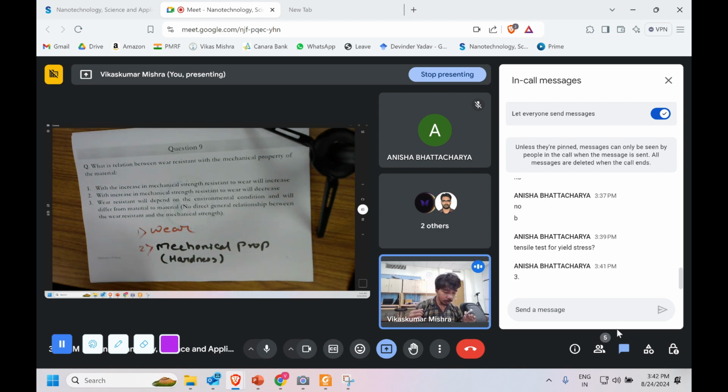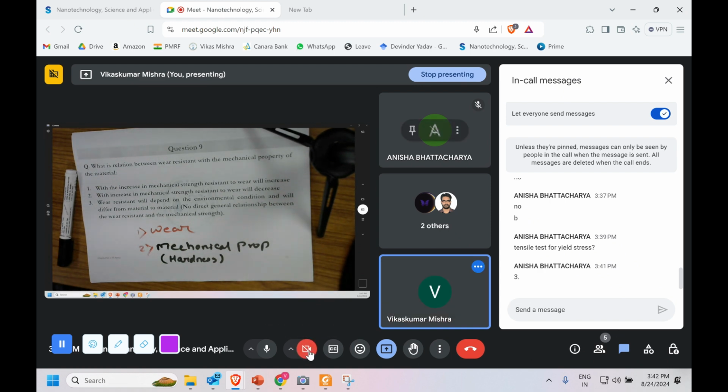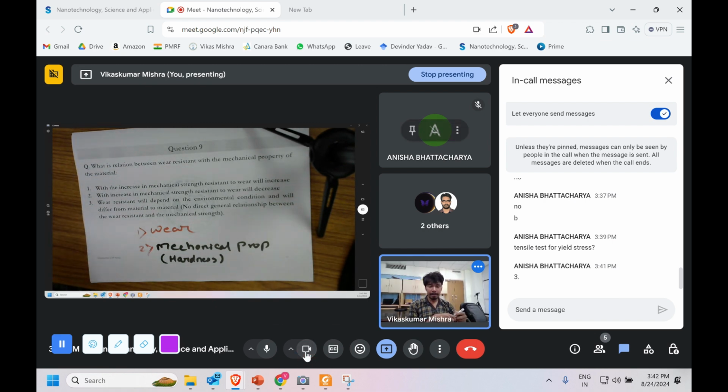So now someone can ask me why, if I am increasing the hardness, my wear resistance is still not increasing. That can be one of the questions. Just a minute, guys. Yeah, so option 3 was the correct answer.